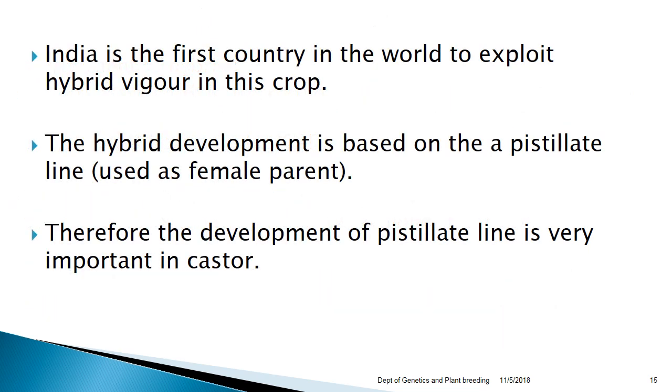India is the first country in the world to exploit hybrid vigor in castor. The hybrid development is based on the pistillate line used as the female parent. Therefore, development of pistillate lines is very important in castor.